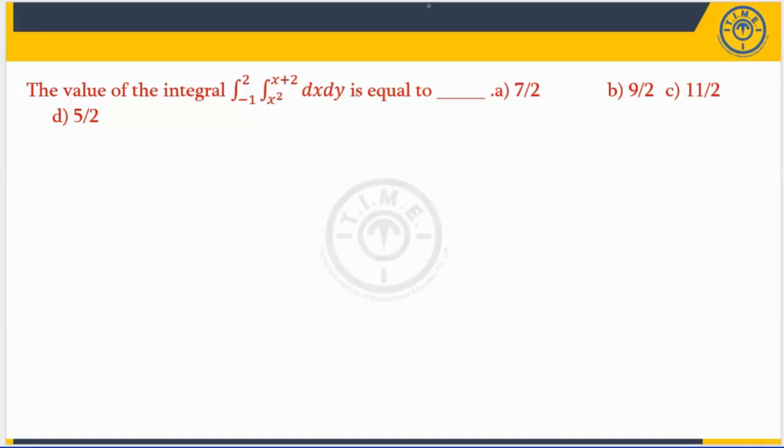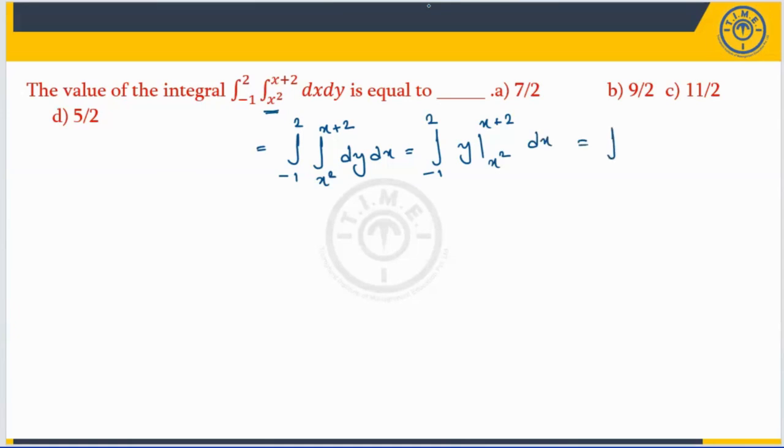Why? As we have x in the limits, they are the limits of y, and no matter what, first you have to integrate with respect to y. And as you people know, when you are integrating with respect to y, x is treated as constant and vice versa. So integral dy, that is y, limits are from x squared to x plus 2 dx. And that is equal to integral from minus 1 to 2 of x plus 2 minus x square, whole dx.